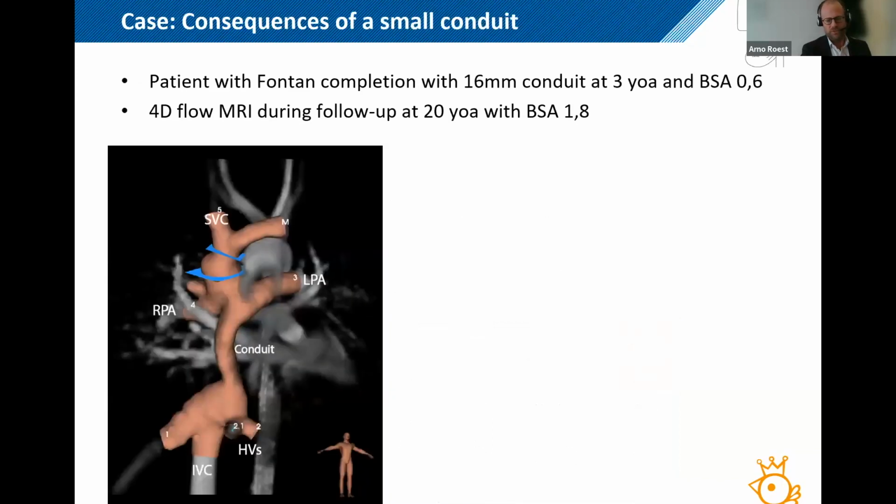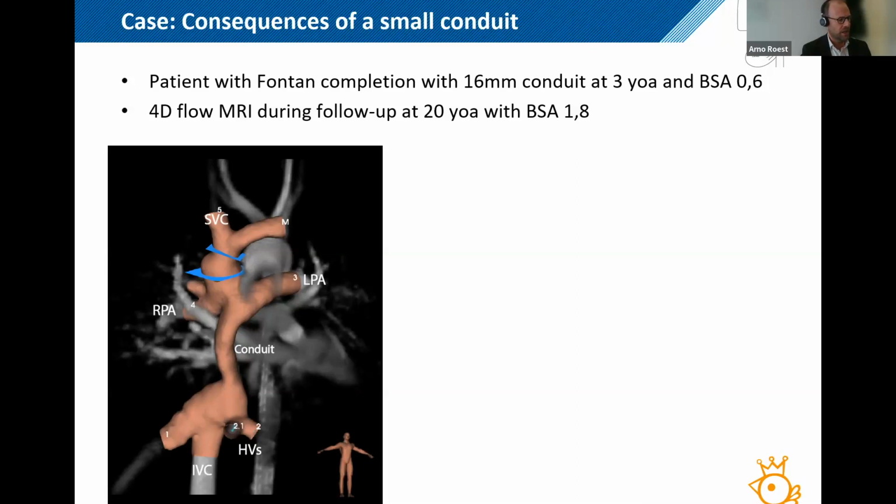And what we used it for is to really look at the conduit size. As was shown in the publication of 2019, we do not know exactly what is going on, especially to understand Fontan failure and what is going on within the rigid Gore-Tex Fontans in our patients. So this is a case example of a patient that got her extracardiac conduit with a diameter of 60 millimeters at the age of 3, which is a body surface area of 0.6. And we did an MR scan 70 years later with a body surface area of 1.8.